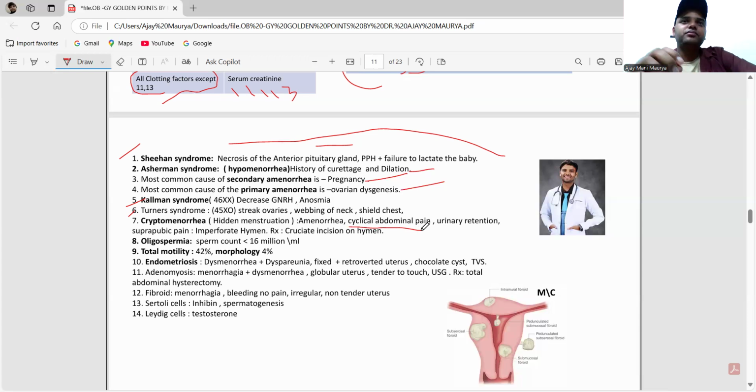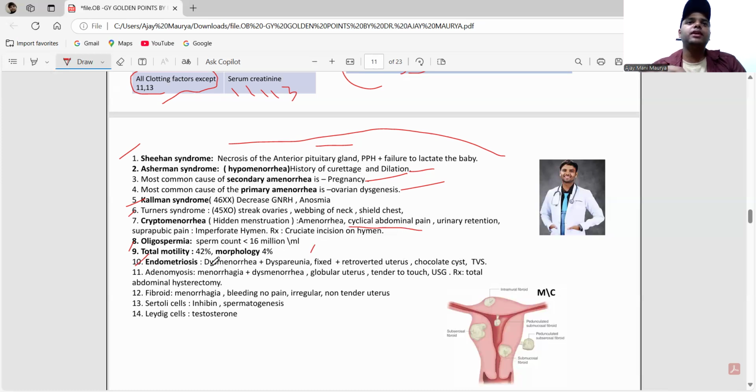Okay, now there is also the imperforate hymen. The treatment will be a cruciate incision, a cruciate incision on the hymen. It's oligospermia, guys. I will come to this one in the upcoming PPT slides. Because endometriosis, I think everyone knows about the chocolate cyst.